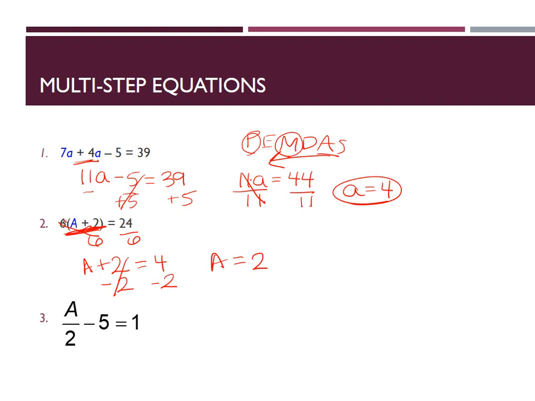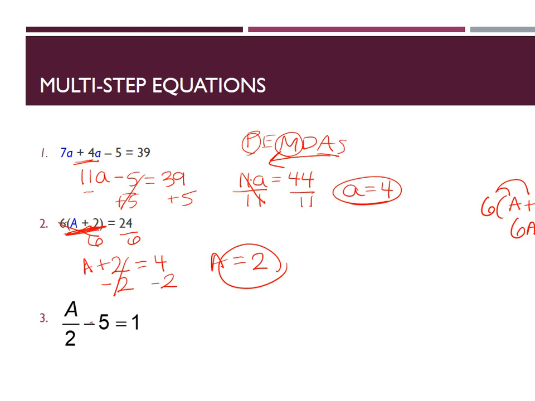The other option, what you could have done at the beginning, is you could have actually distributed the 6 to start, giving you 6a plus 12 equals 24, and then do your 2 steps. So subtract the 12 to give you 6a equals 12, and divide by 6 to give you a equals 2. Either way, same answer.